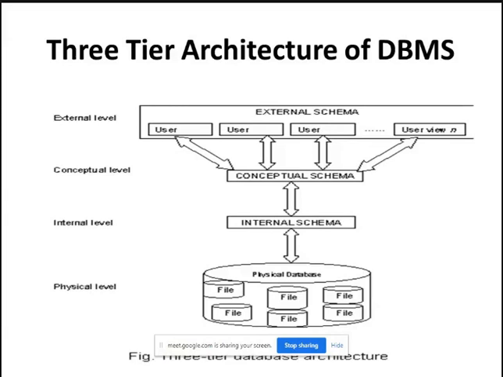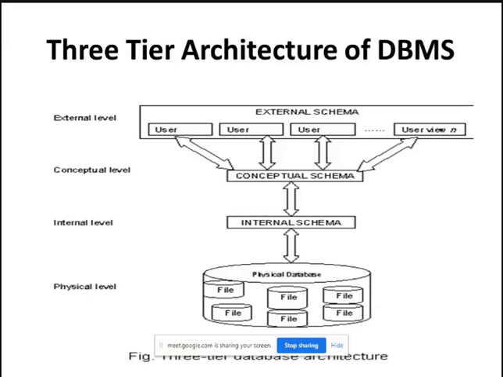The basic goal of three-tier architecture is to separate the user application and the physical database, to support the DBMS characteristics, to provide data independence, and to support multiple views of data. A three-tier architecture separates the levels from each other on the basis of the complexity of the user and how they use the data present in the database. It is the most widely used architecture to design a DBMS.